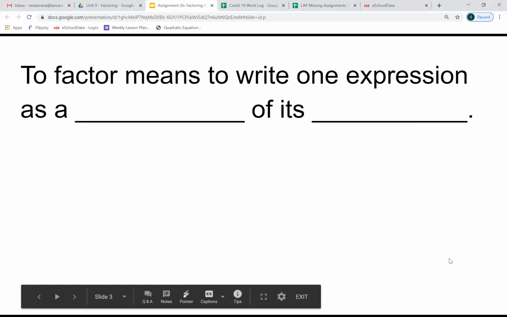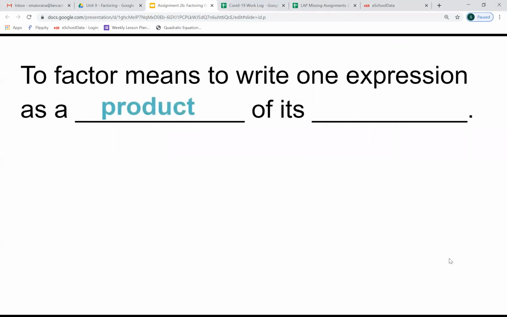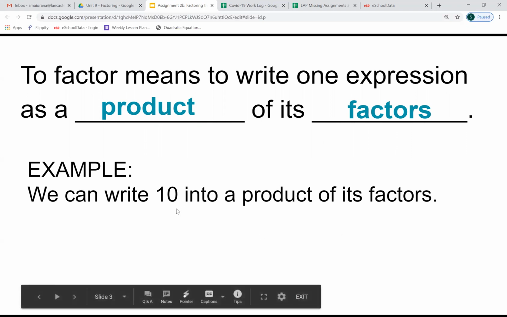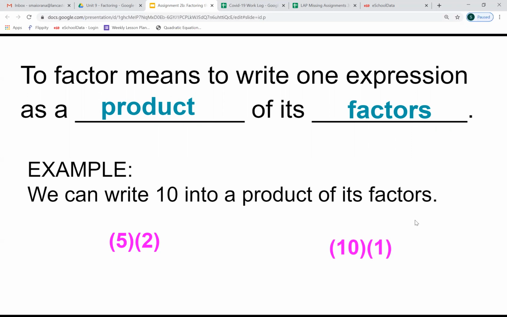Okay, so when we say we're going to factor something, it means that we're going to write the expression as a product of its two factors. In other words, what are things that would multiply to create that value? So for example, we can break 10 into a product of its factors. We could say that 10 is expressed as 5 times 2. These two numbers are the factors that will multiply to 10, or 10 times 1. Okay, but when we do this now, we're going to be doing this not just with numbers, but with algebraic expressions.